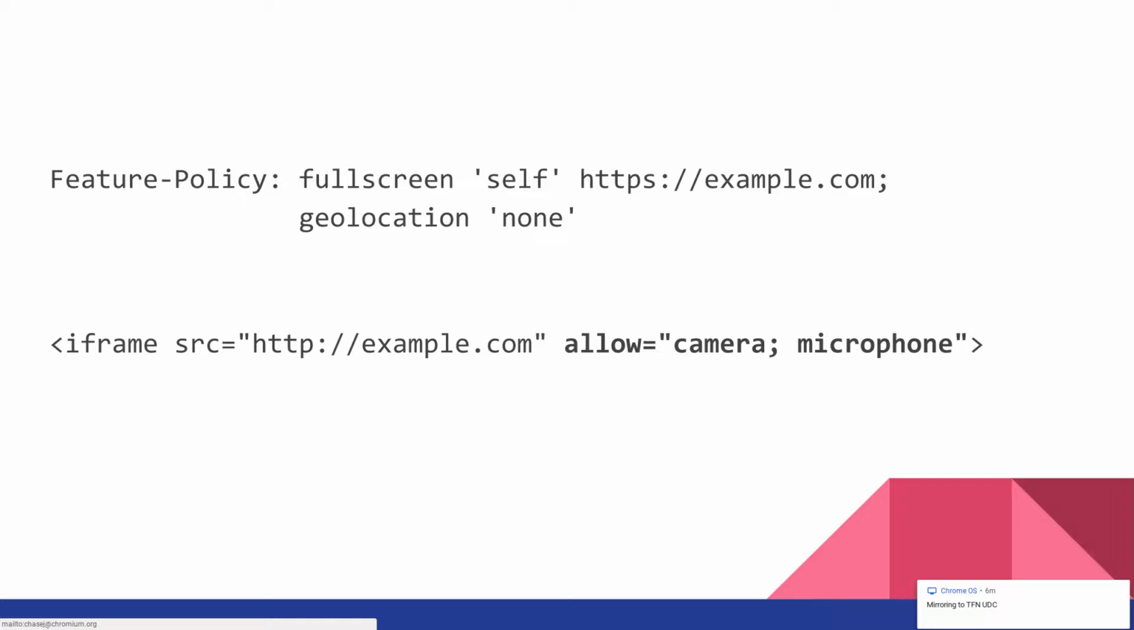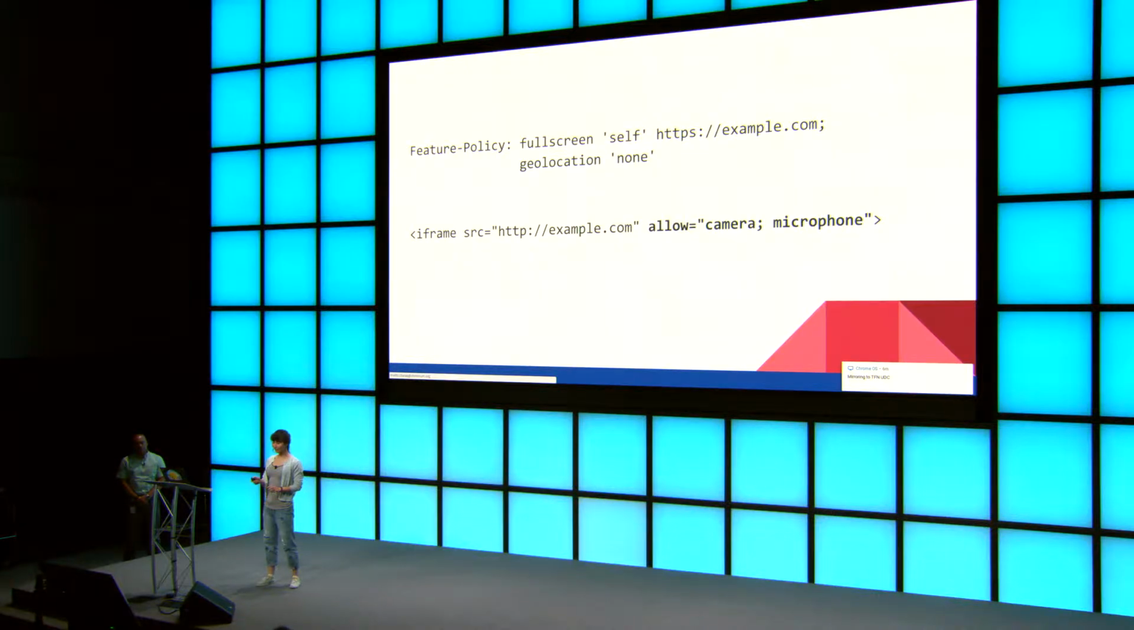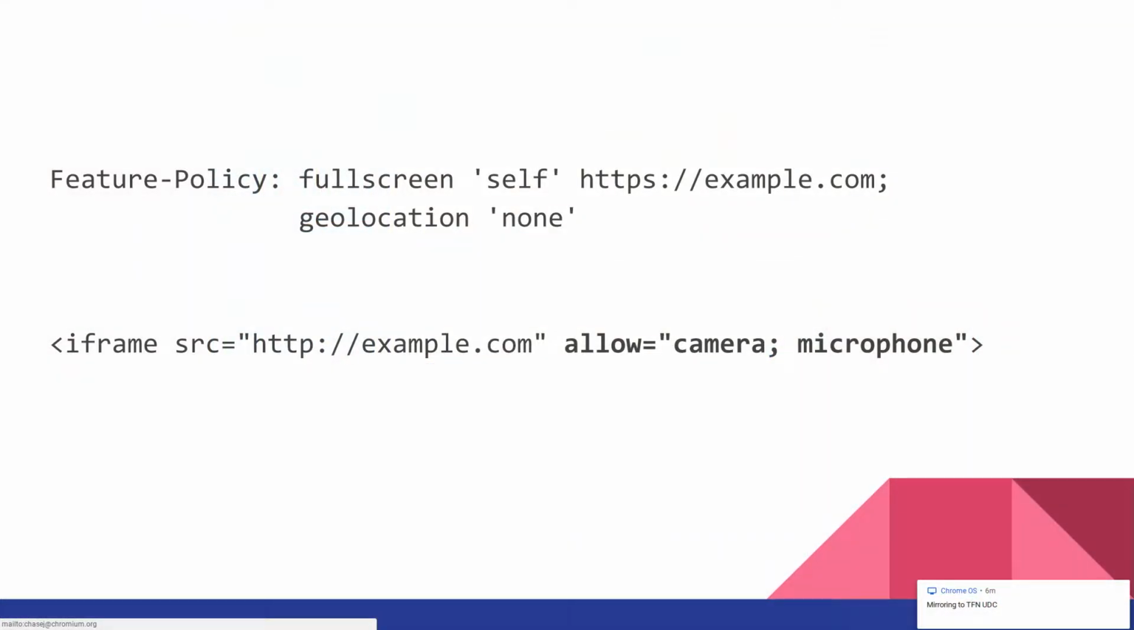And here are some examples of how you can specify some policies for some features. In the example, you can see full screen. The first one is an HTTP header policy. You can see full screen is enabled on self-origin and also on example.com. And geolocation is disabled everywhere. And similarly, in the iframe, you see the camera and microphone features are allowed within that iframe.